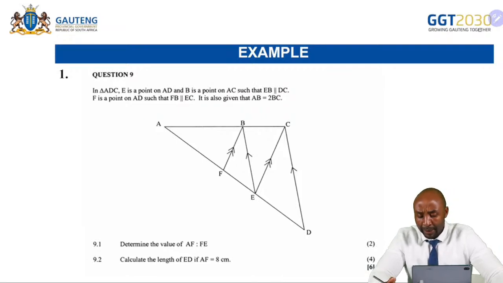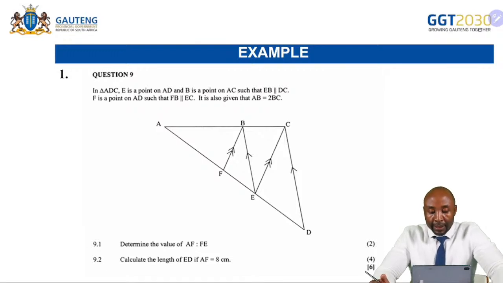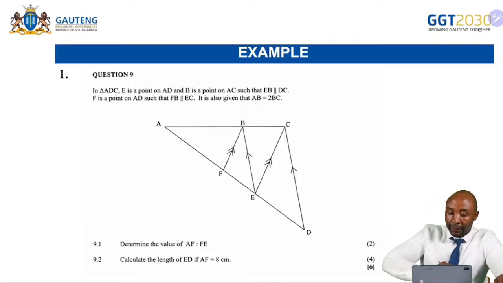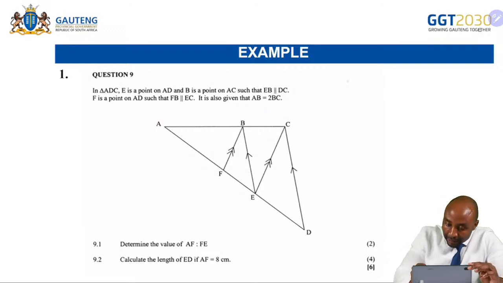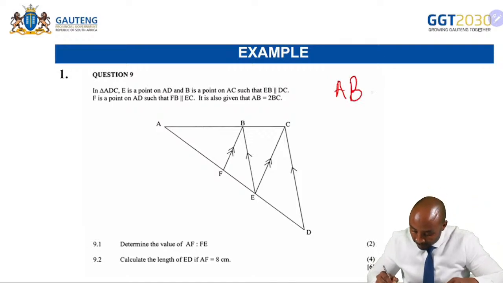What comes into your mind? I know I recently talked about the midpoint theorem. Please, this is not the midpoint theorem. So let's analyze the question. First of all, we are given AB as equal to 2BC.